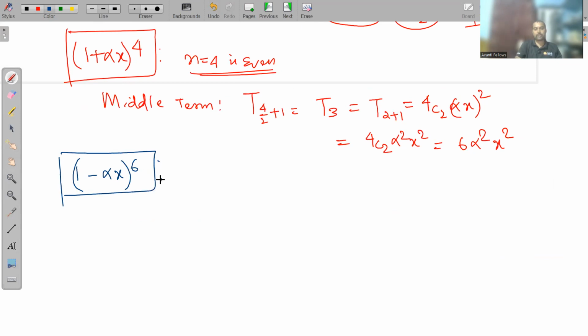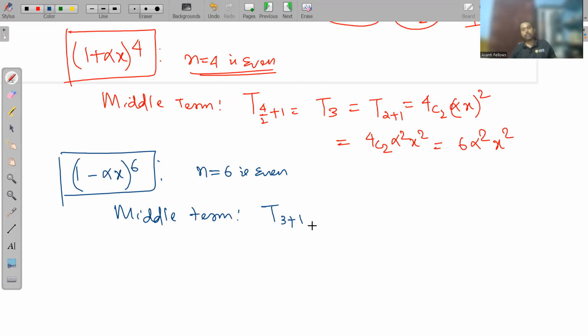So in this expansion, n is also even, n is equal to 6 and it is even, right? If it is even, then the middle term will be, middle term क्या हो जाएगा बेटा? Middle term will be t 6 by 2, which is 3 plus 1. So t3 plus 1, or t4, we are getting. t4 is your middle term.